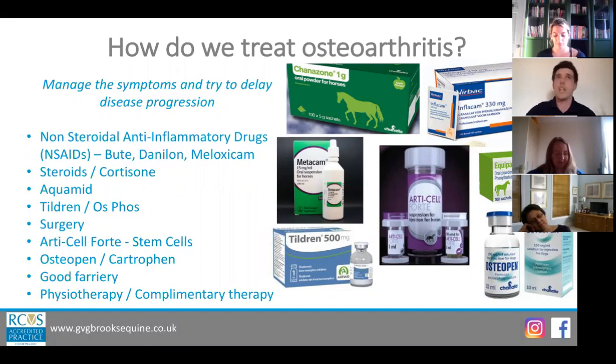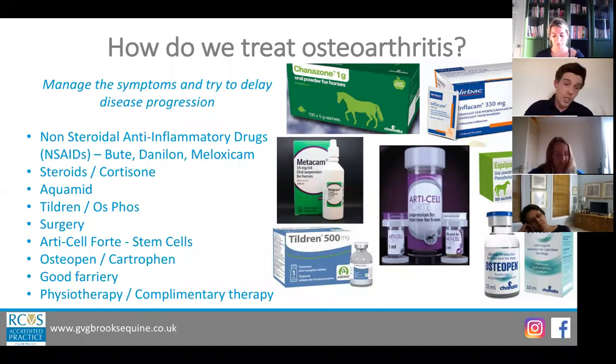So these are injections given into the muscle, with varying different protocols and regimes and frequencies of treatment depending on what sort of disease we're treating. But because we're giving them to the horse's whole body, you get the benefit of the drug working in each and every one of the joints.